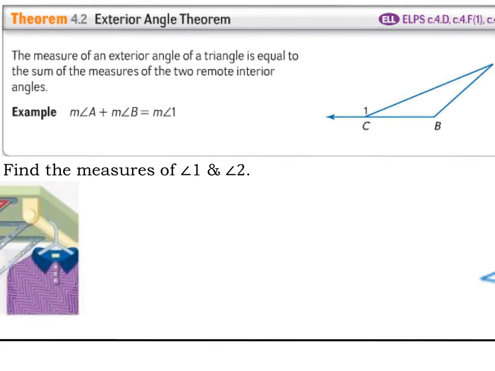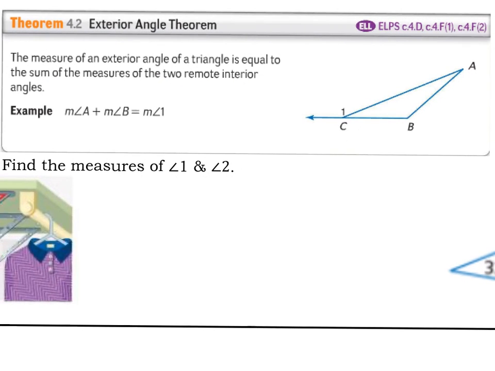The exterior angle theorem states that the measure of an exterior angle of a triangle is equal to the sum of the measures of the 2 remote interior angles. So in this example here, the measure of angle A, that means right up here in this corner, and the measure of angle B down here will equal the measure of angle 1 on the outside.